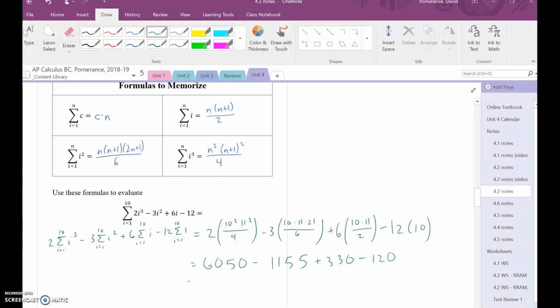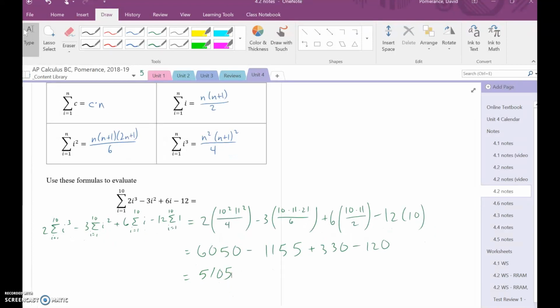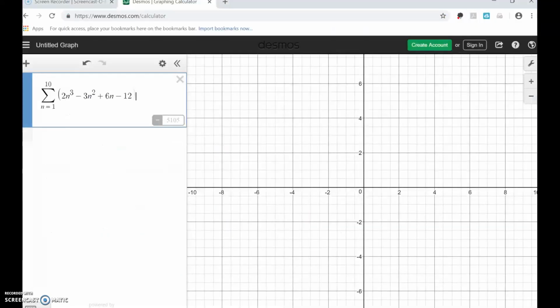So we take 6050 minus 1155 plus 330 minus 120, and we get 5150. No, I'm sorry, 5105. And just to verify that, I typed it into Desmos, and lo and behold, we do get 5105. So that's a nice way to double check your work.